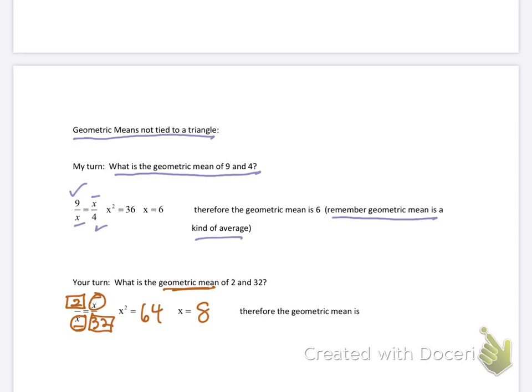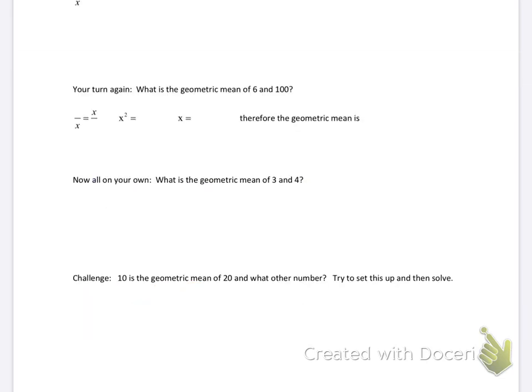Take the square root, and it's 8, and therefore the geometric mean of 2 and 32 is 8. So it's a number in between 2 and 32. Just like in the previous problem, 6 was a number in between 9 and 4. So if you think about that, you have some limits. The geometric mean for the second problem can't be less than 2, and it can't be greater than 32. Okay, let's go on to the next page. Okay, so your turn again. So what is the geometric mean of 6 and 100? Again, try it on your own first, and then come back and check the video.